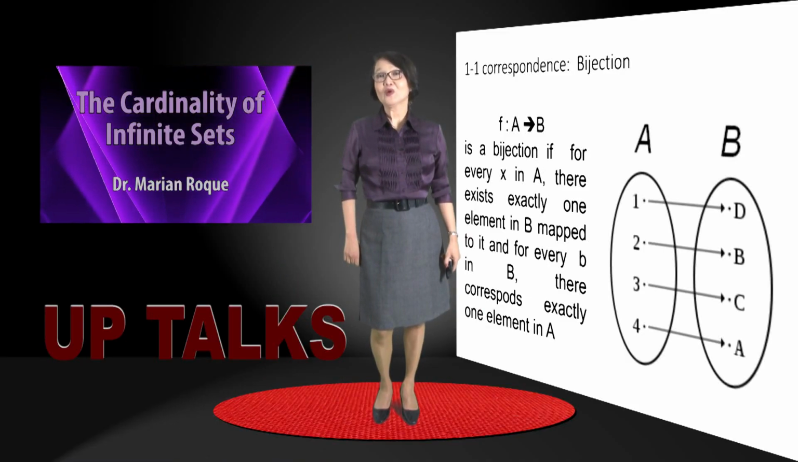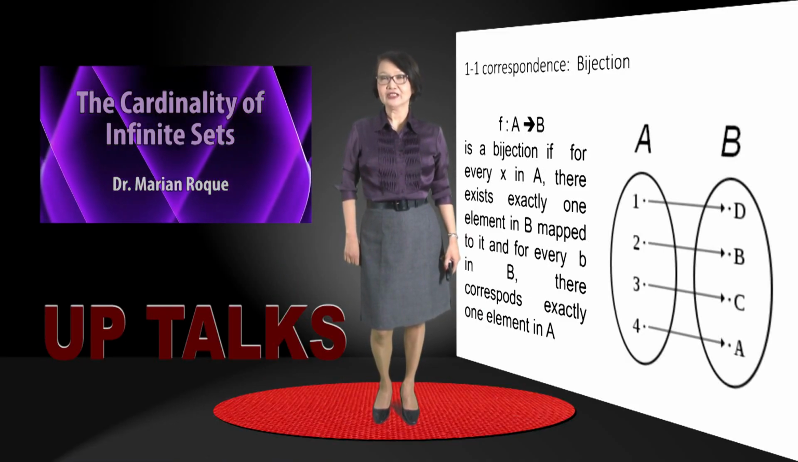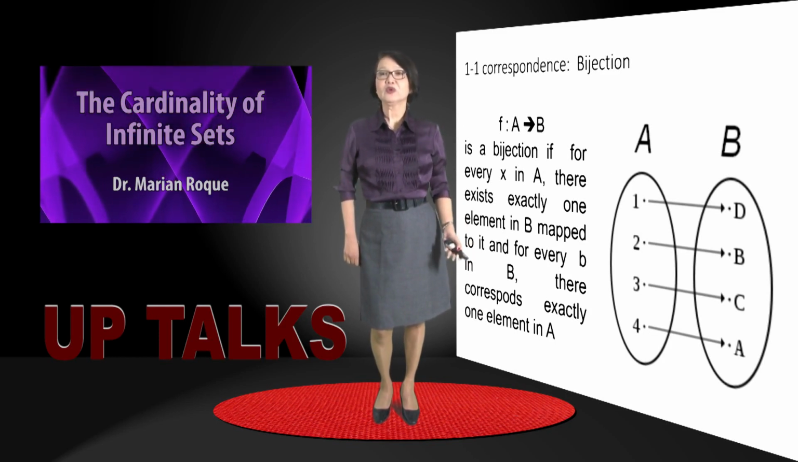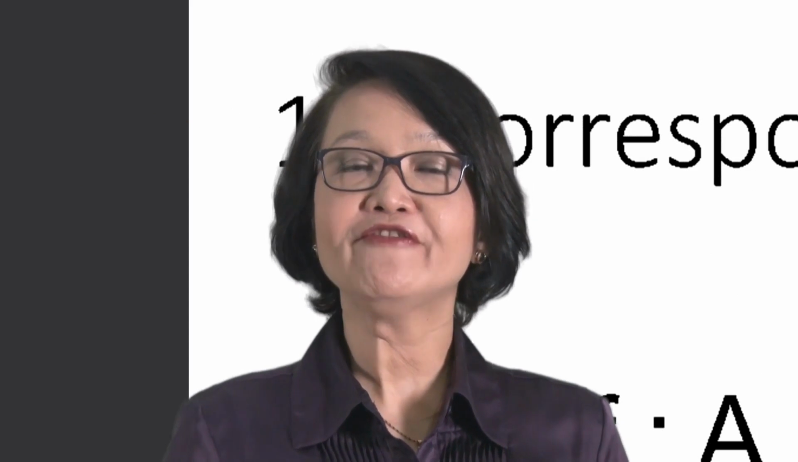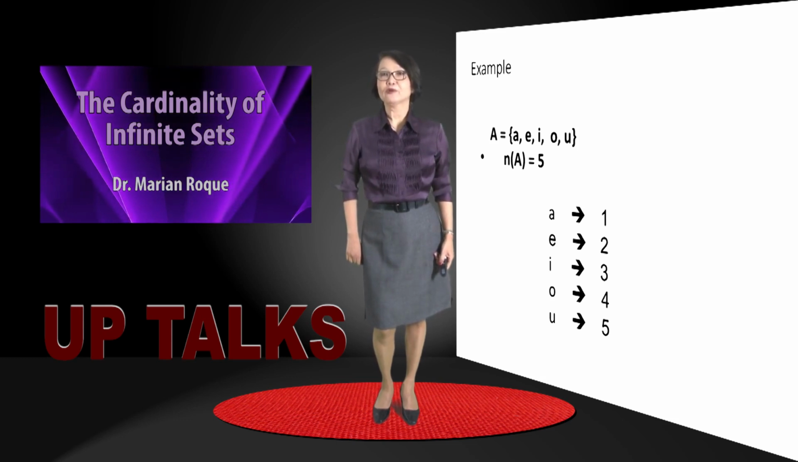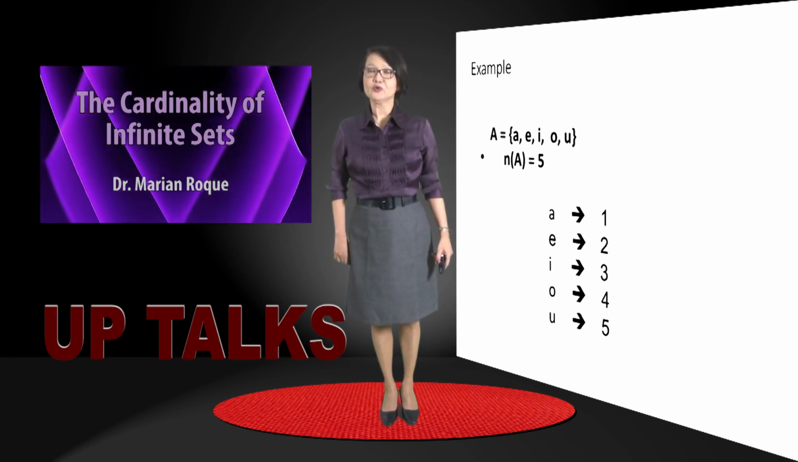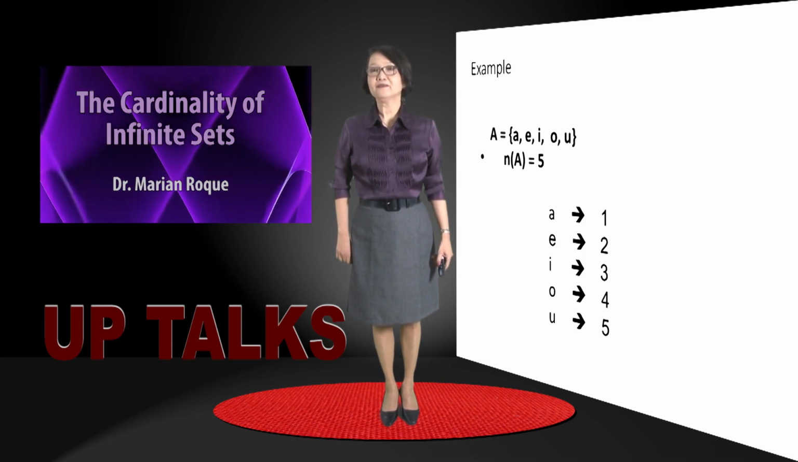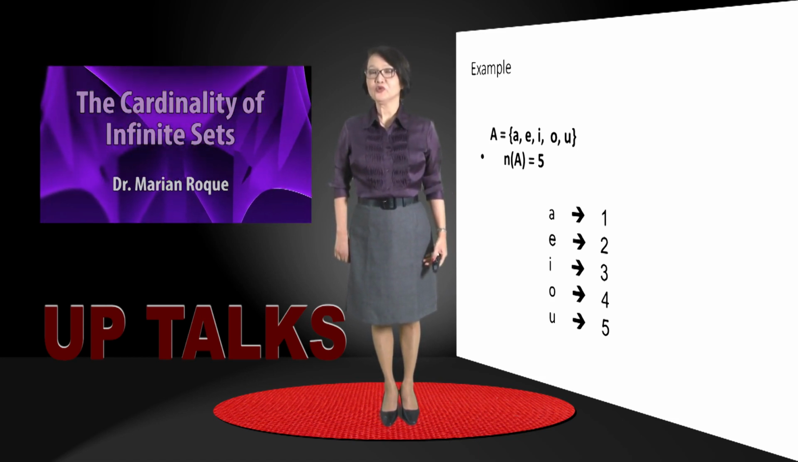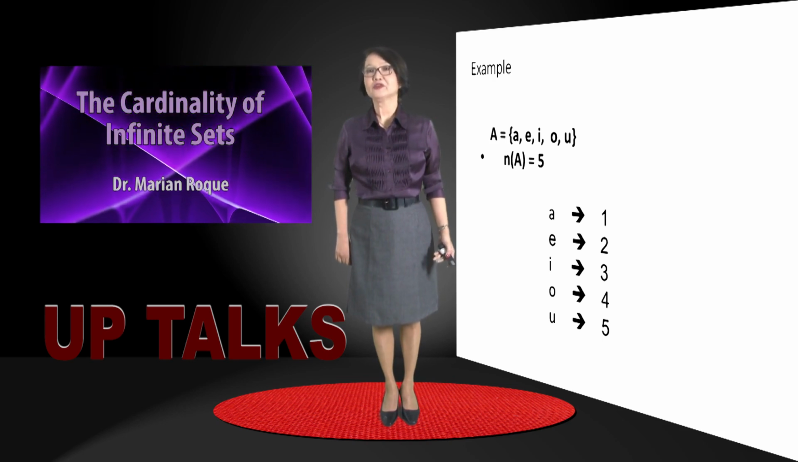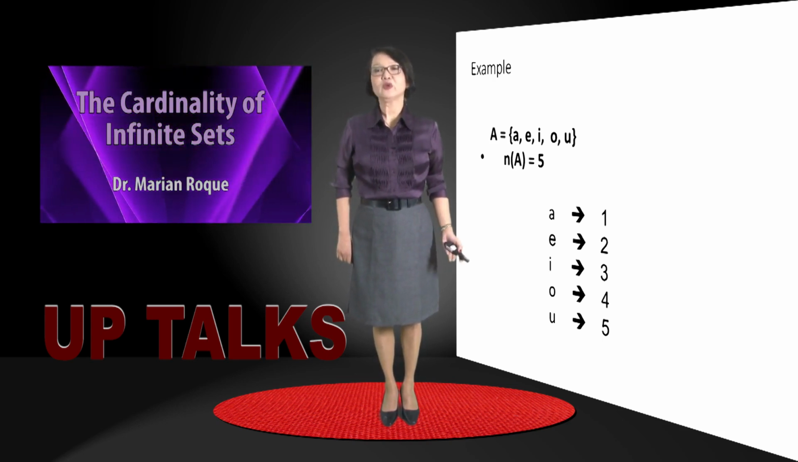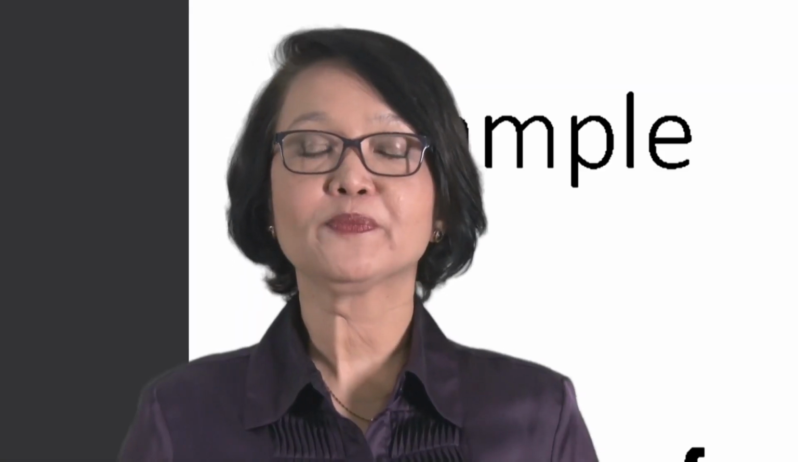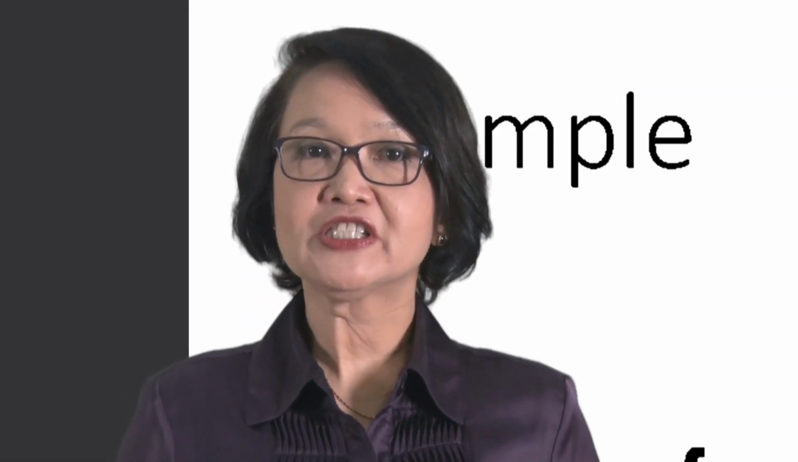So, a one-to-one correspondence is simply a function. It's a correspondence between two sets A and B such that for every x in A, there exists exactly one element in B mapped to it, and for every b in B, there corresponds exactly one element in A. So, for example, for the set {A, E, I, O, U}, its cardinality is 5, and we can place it in a one-to-one correspondence with the numbers 1, 2, 3, 4, 5. It can also be with 5, 4, 3, 2, 1. This correspondence need not be unique. So it's just a pairing off.